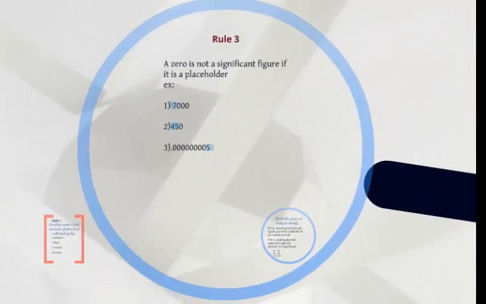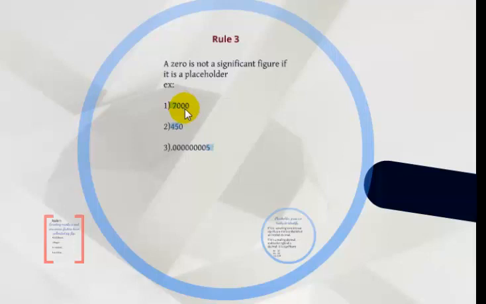Now, rule number 3 is where it starts to get a little fuzzy. A 0 is not significant if it is a placeholder. And after you do a few of these, you'll start to understand what I mean by placeholder. In the number 7,000, 7 is significant. These 3 zeros are not significant.